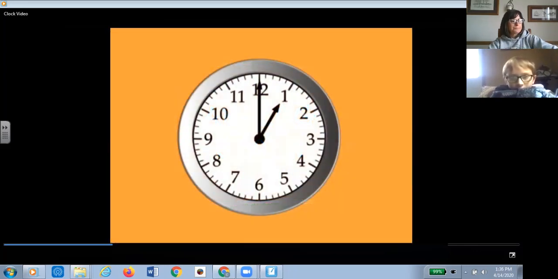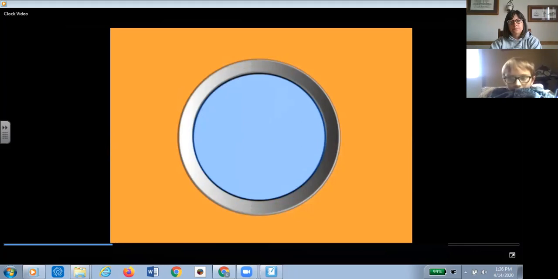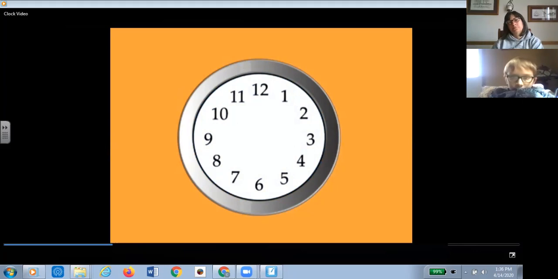Let's learn about the parts of the analog clock. This is the face of the clock. The face of the clock has numbers on it. The numbers go from 1 to 12. The numbers show the hour. 1, 2, 3, 4, 5, 6, 7, 8, 9, 10, 11, and 12.